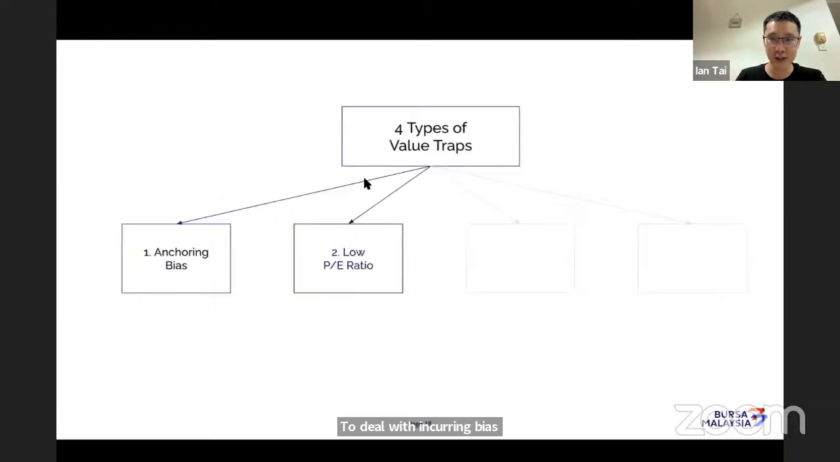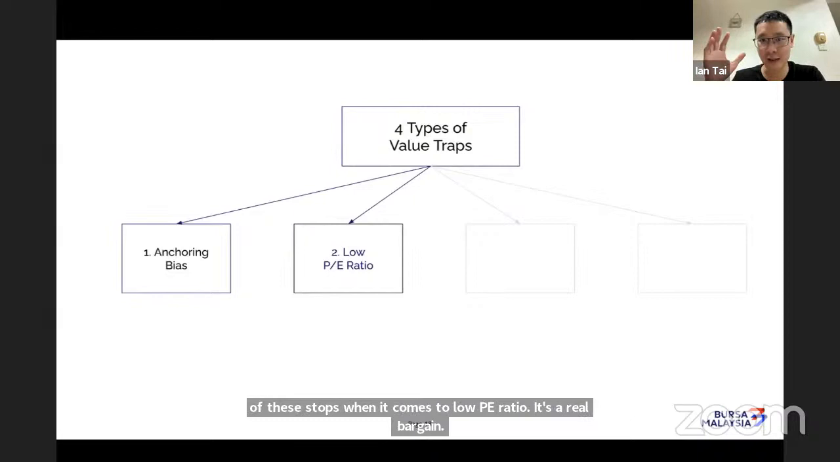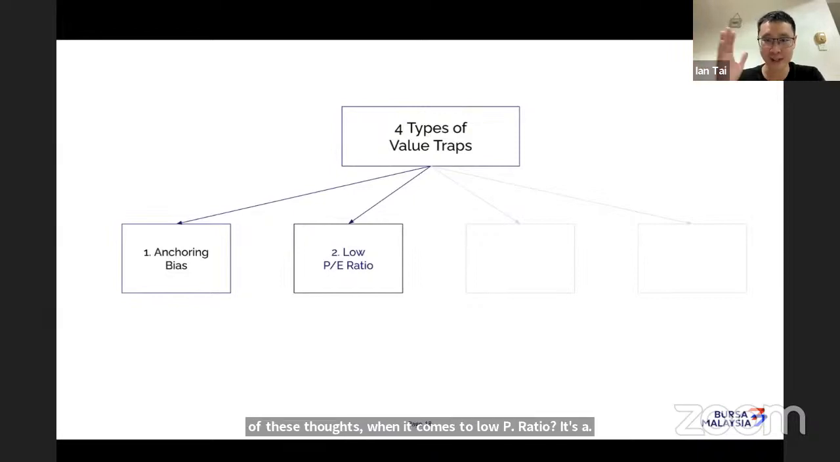Next, let's look at value trap number 2. We are going to spend a little bit more time here on value trap number 2, because a lot of people tend to fall for this trap, okay? Which is the trap of low PE ratio. It's not to say that as an investor, I don't invest in stocks with a low PE ratio. But you need to identify which of these low PE stocks is a real bargain, and which is a fake one, right? It's a value trap. So you need to identify.